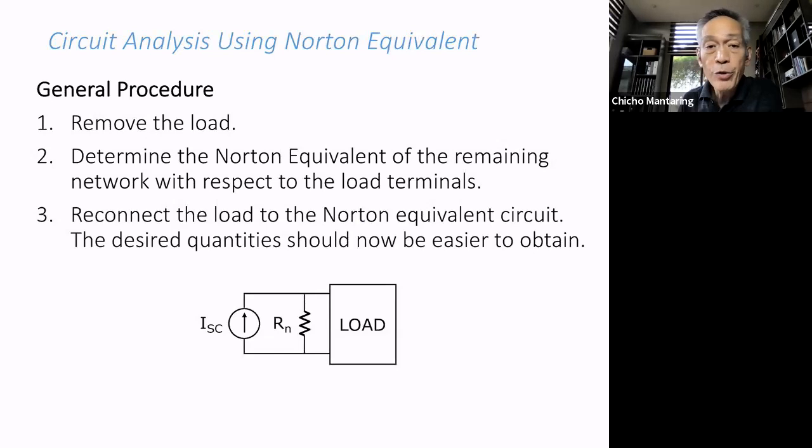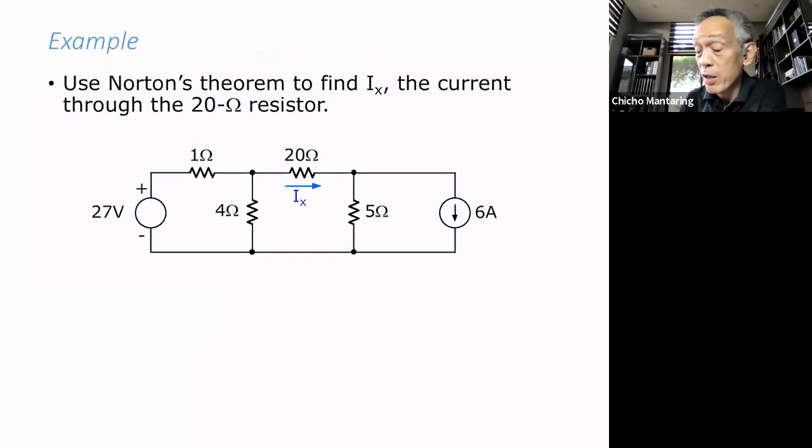Okay, what if you wanted to do this using the Norton equivalent? Let's say we wanted to do this from the get-go, using Norton's theorem. The procedure is very simple. You remove the load. You determine the Norton equivalent circuit of the remaining network with respect to the load terminals. You reconnect the load. So this is your Norton equivalent now, and it should be easier to compute your load conditions. Same example: use Norton's theorem to find Ix, the current through the 20 ohm resistor.